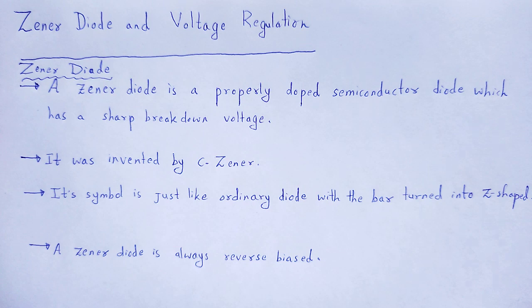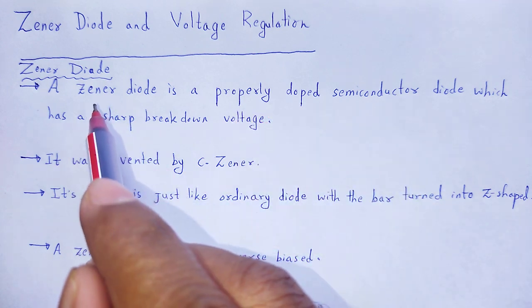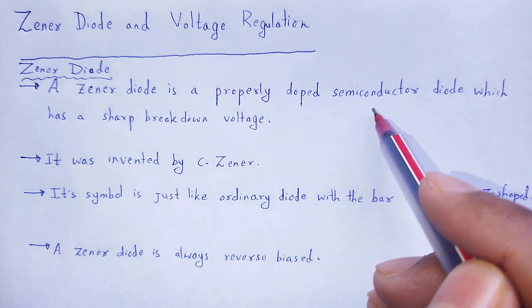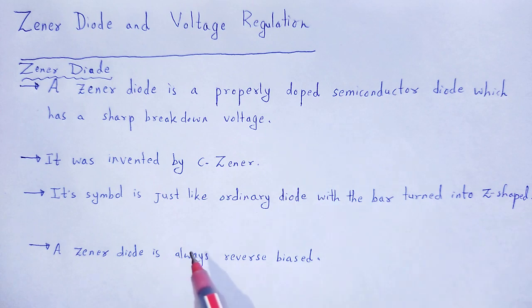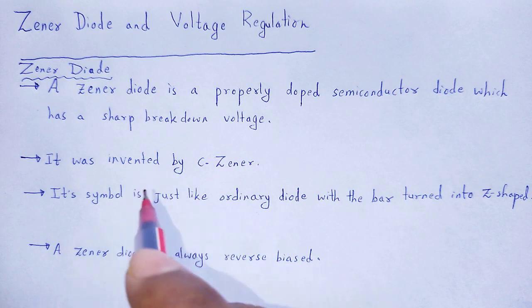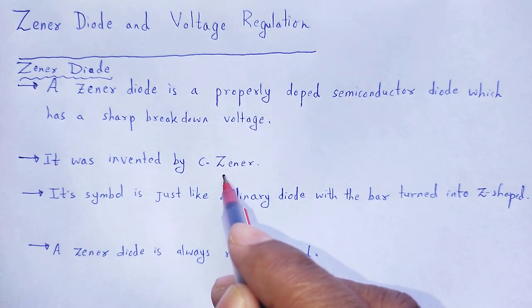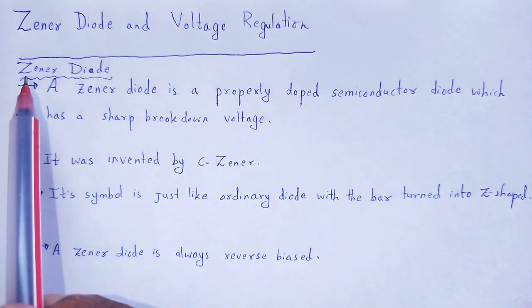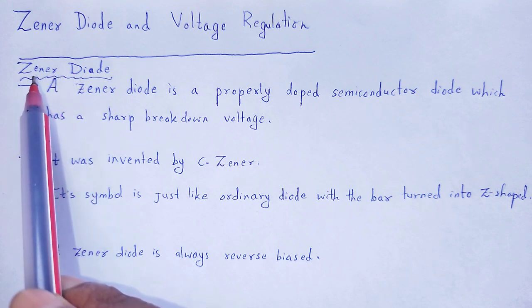Zener diode is a special type of PN junction diode which is properly doped. Zener diode is a properly doped semiconductor diode which has a sharp breakdown voltage, and it was first of all invented by the scientist C. Zener. As a result, the name Zener diode.